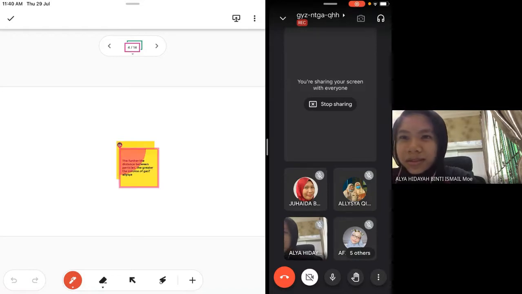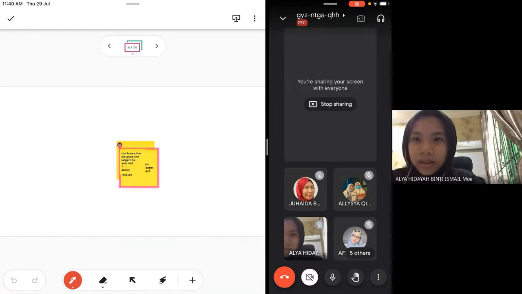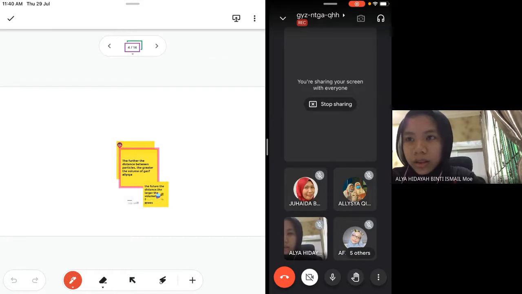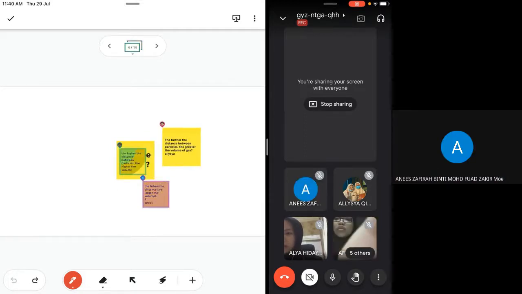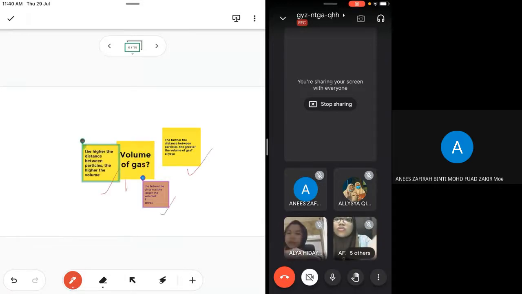Okay, so Alisha answered the further the distance, the larger the volume. Okay, yes, correct. But Anis, you have to state the further the distance between particles. Alright, so I think everyone got it right. Thank you so much for the answers.